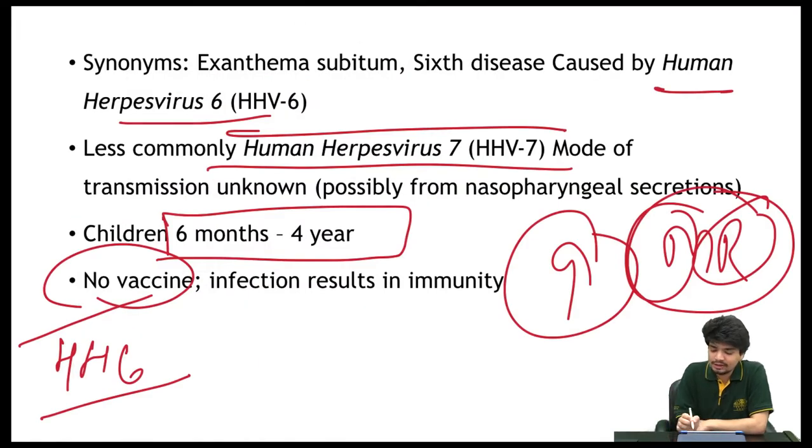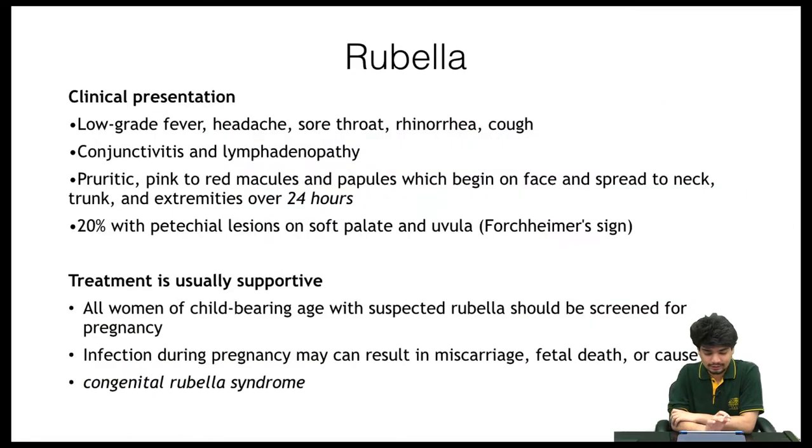What's more important is that it's caused by human herpes virus 6. Less commonly, it's caused by human herpes virus 7. There is no known vaccine, and immunity lasts forever.